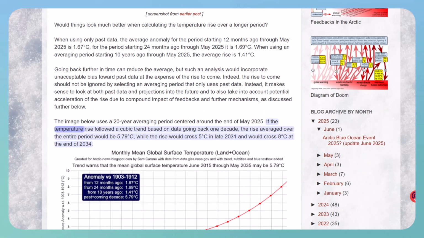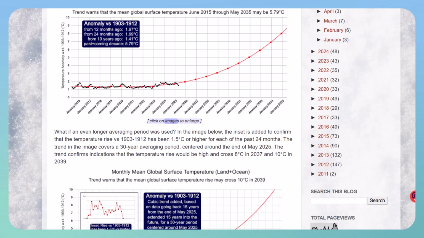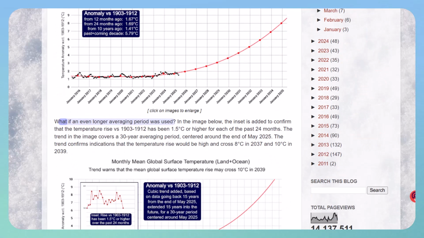If the temperature rise followed a cubic trend based on data going back 1 decade, the rise averaged over the entire period would be 5.79 degrees Celsius, while the rise would cross 5 degrees Celsius in late 2031 and would cross 8 degrees Celsius at the end of 2034. Click on images to enlarge. If an even longer averaging period was used.